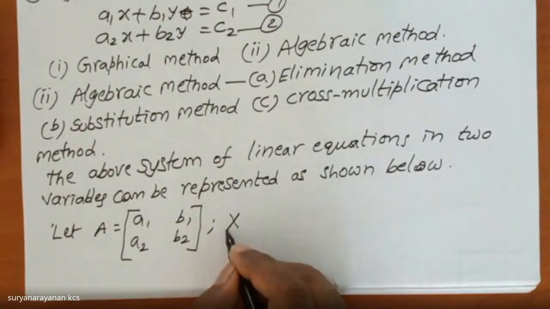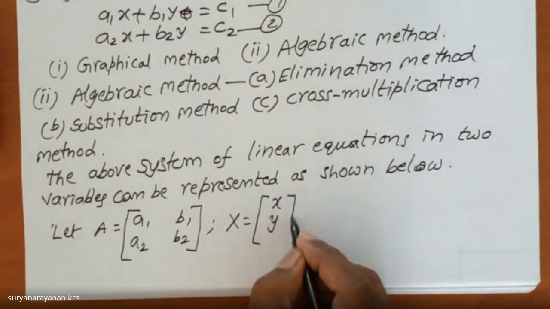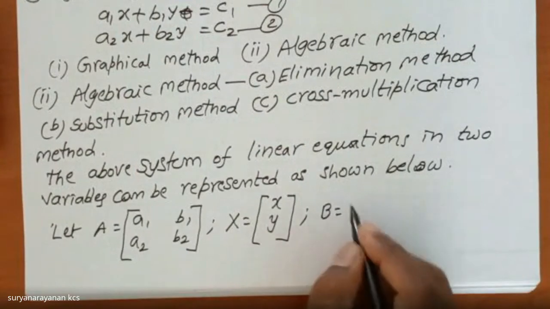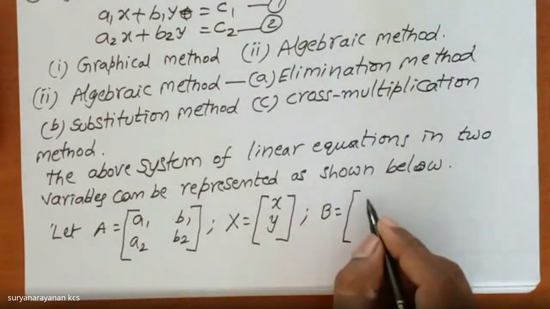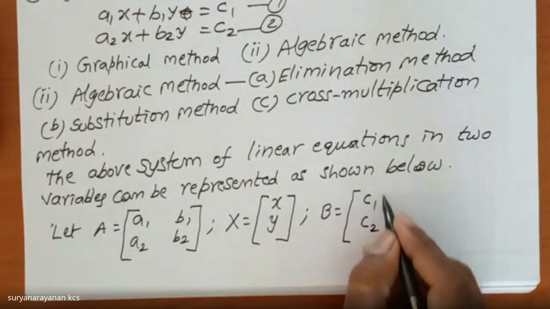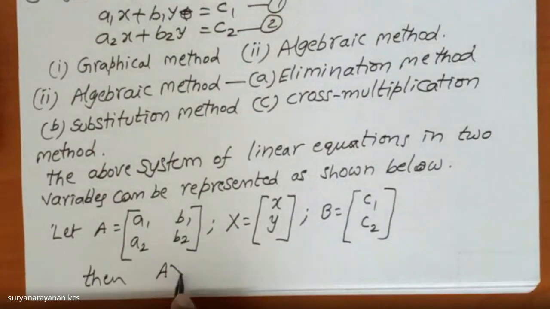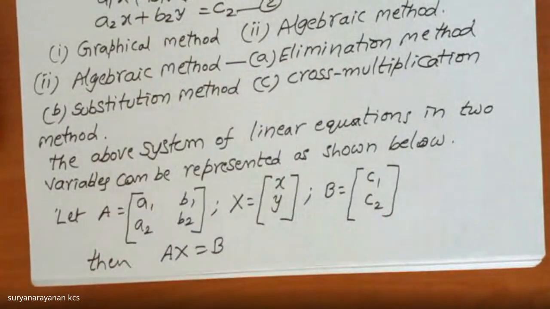Okay. In the first equation, the coefficient of x is a1, the coefficient of y is b1. We wrote the two numbers as first row elements. Similarly, come to the second equation. In this second equation, the x coefficient is a2 and the y coefficient is b2. We wrote these two numbers as second row elements. And X is equal to the variables here in these equations, x and y. And B is equal to the constants here, c1, c2. Then AX is equal to B. We can write this as the system of linear equations in two variables.